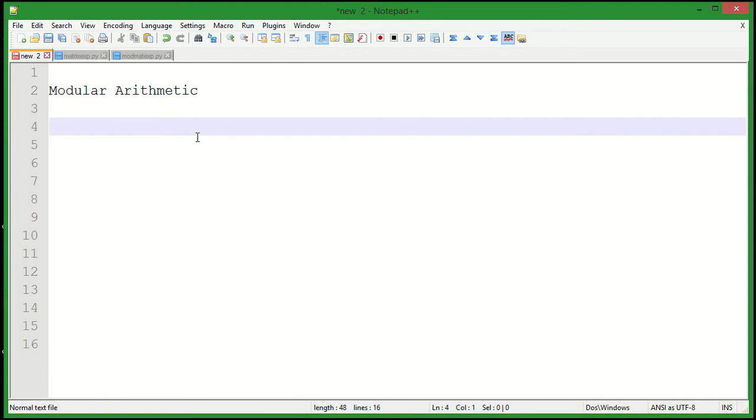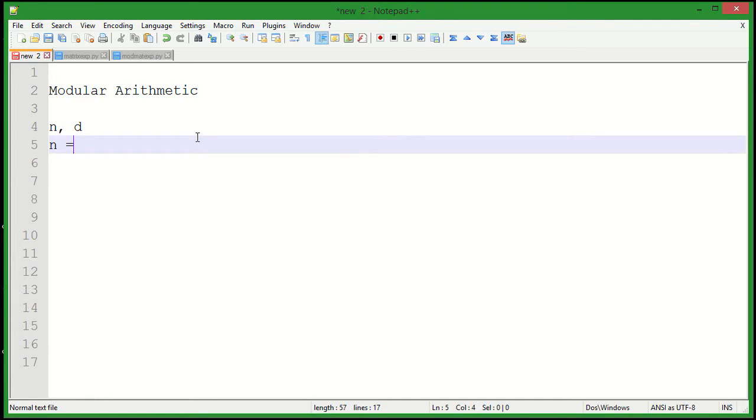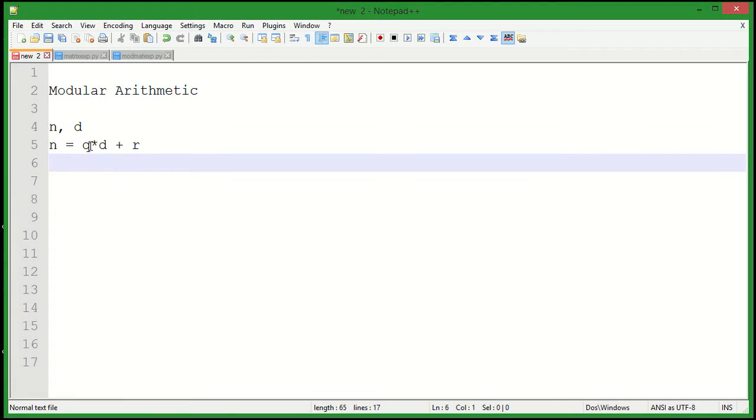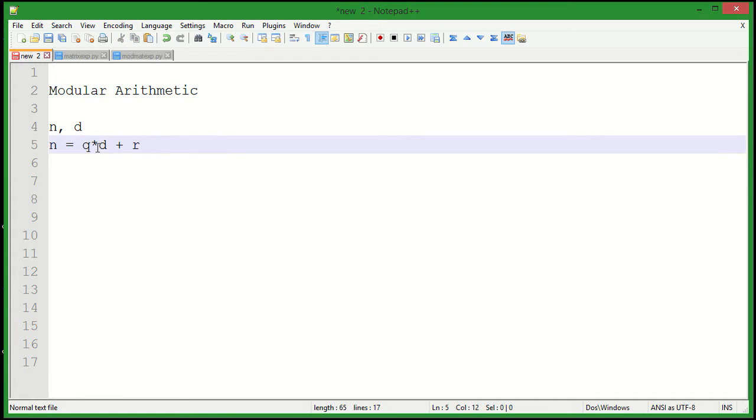To begin, I'm going to talk a little bit about division. Specifically, let's say we have an integer n, and we're going to have another integer d. If we divide n by d, we're going to be able to fit it some number of times, and then we're going to have a remainder. So n is going to equal q times d plus r. That means if you divide n by d, it will fit q times plus a remainder of r. You can think of q as the quotient and r as the remainder.